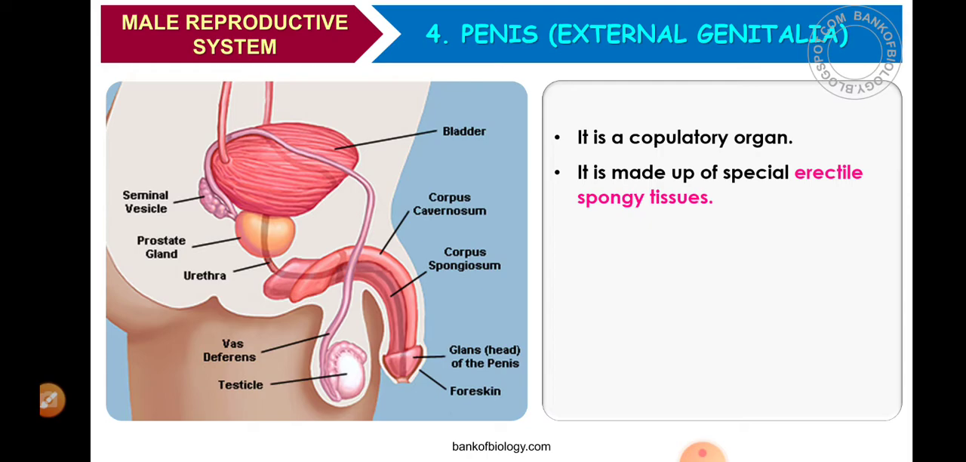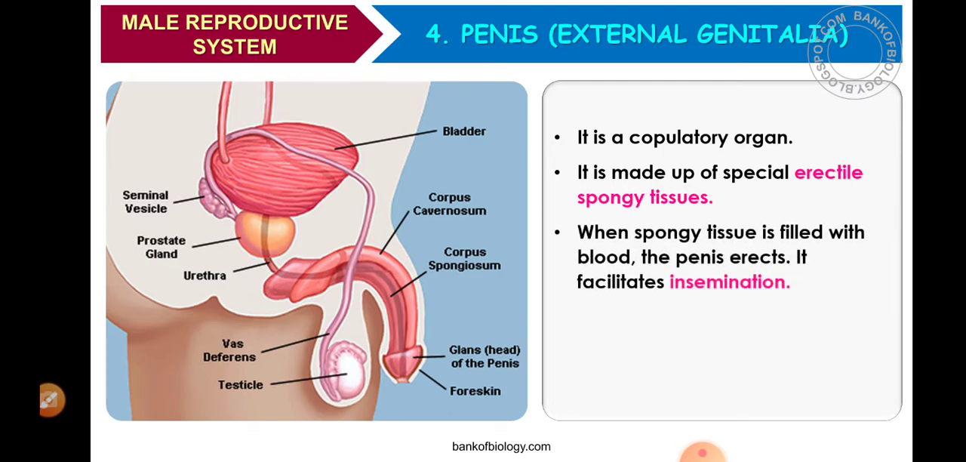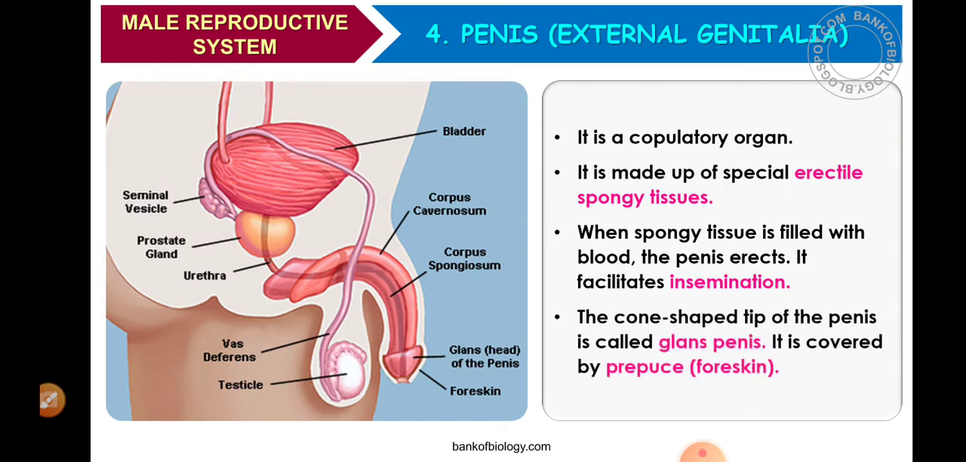It is made up of special erectile spongy tissues, and these tissues have an enriched blood supply. As the blood supply in these tissues increases, the penis comes into the erectile form. When the spongy tissue is filled with blood, the penis erects. It facilitates insemination. Insemination means the releasing of semen from the penis, or from the body.